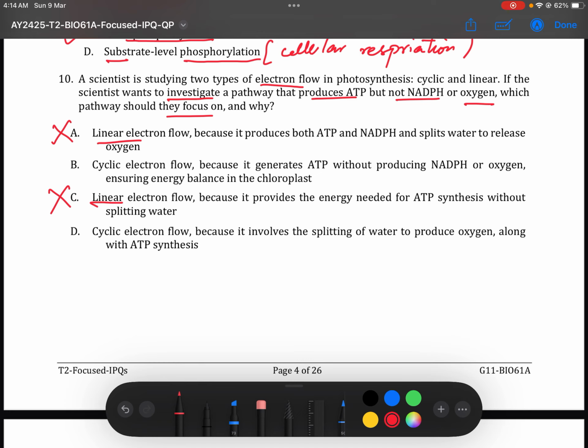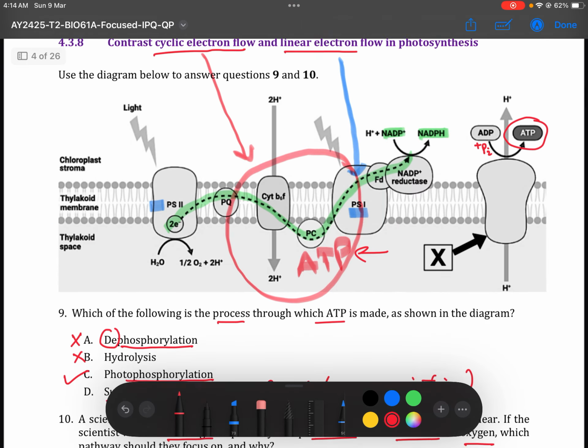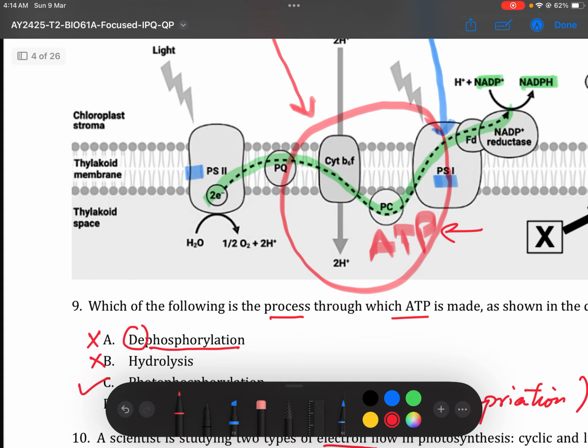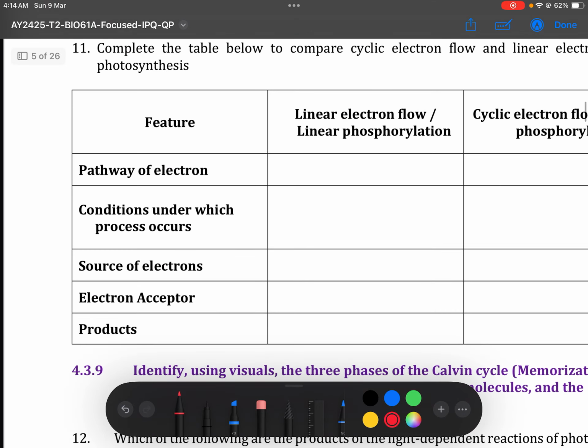Cyclic flow because it generates ATP, yes, without producing NADPH or oxygen, yes. Ensuring energy balance in the chloroplast, that's what you have to see. Yes, that's perfectly matched. But we will also read D, cyclic electron flow because it involves the splitting of water. No, splitting of water takes place in PS2. That's not part of this red circle, so that's the wrong part over here.